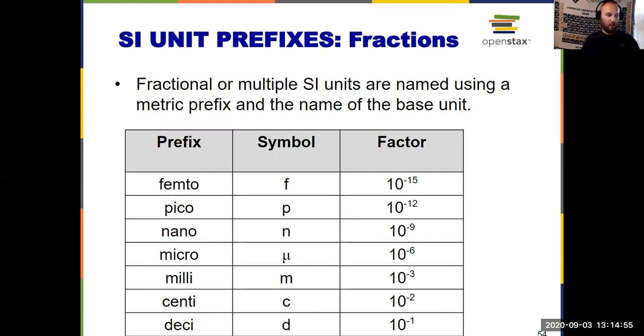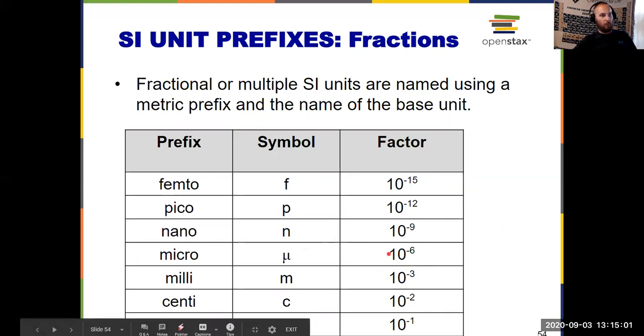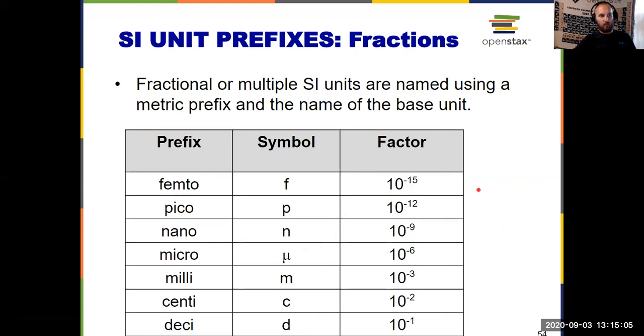These are the ones for fractions, so smaller than the base unit. Okay? Deci, centi, milli, maybe you've heard of those. Okay? Micro, nano, pico, and femto. Okay? Know what those prefixes are, the factor they represent, and the symbol that is used for them. So if I take meters, for example, and I put an n in front of it, I know that means nanometers, something we'll talk about a lot in chapter 6 with wavelengths.